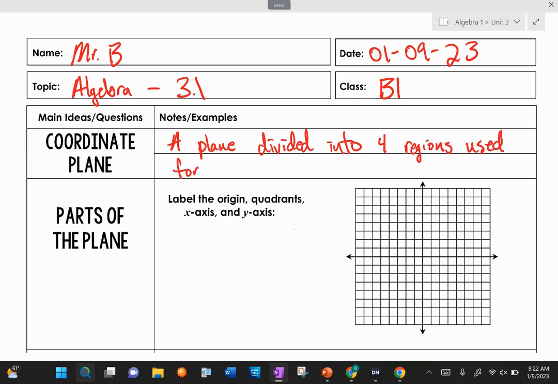You need to bring your spelling up a little bit. A plane divided into 4 regions used for graphing.